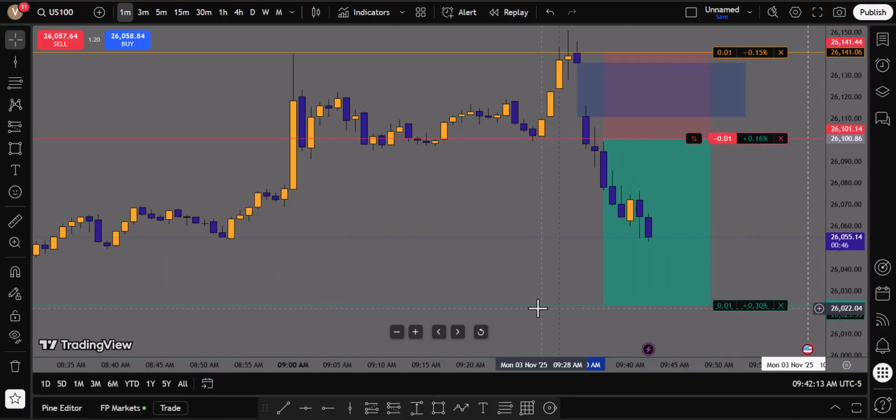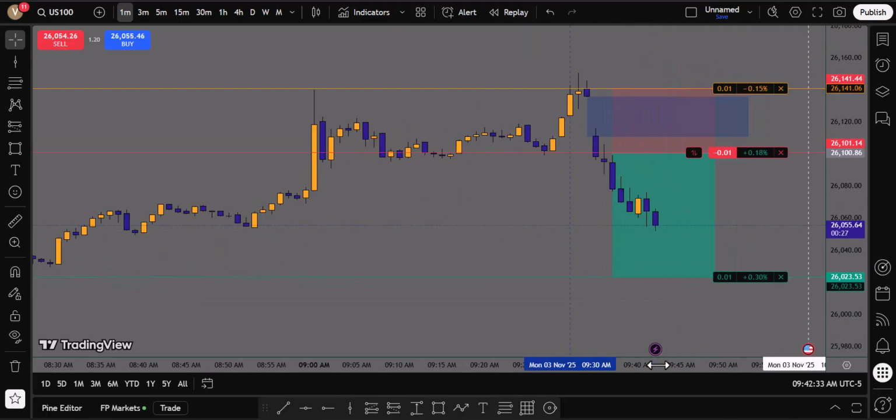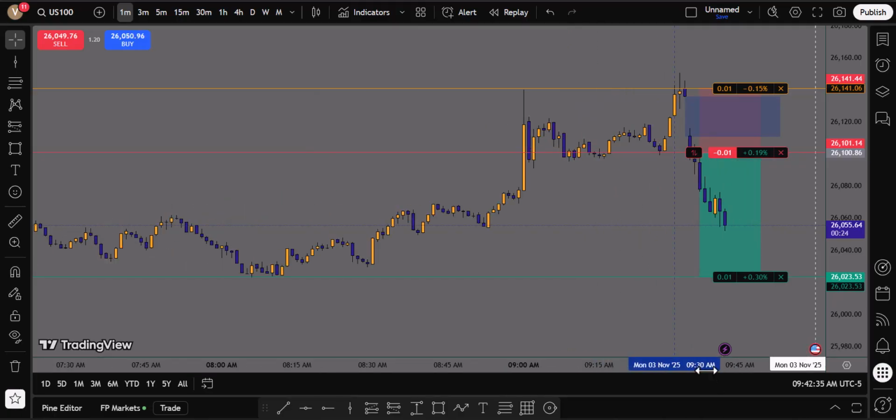Hopefully it hits our TP before we get to 10 a.m. EST. Then we're going to have an economic report, red folder news coming in. But for today, I've got some things to do. I want to work on my college project. So I should be done before 10 a.m.; I don't think I want to stay up here.